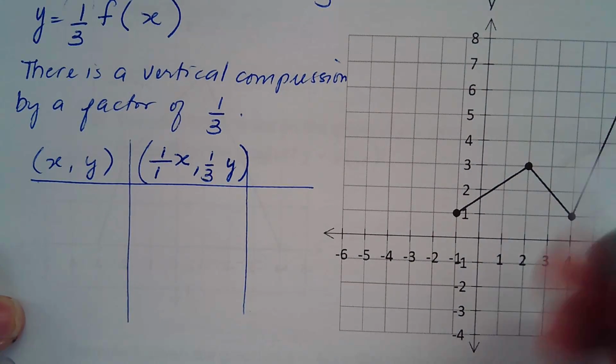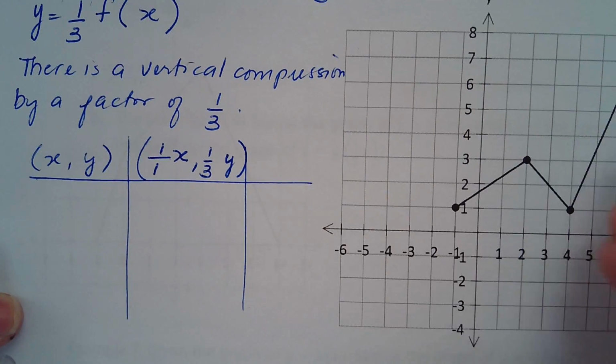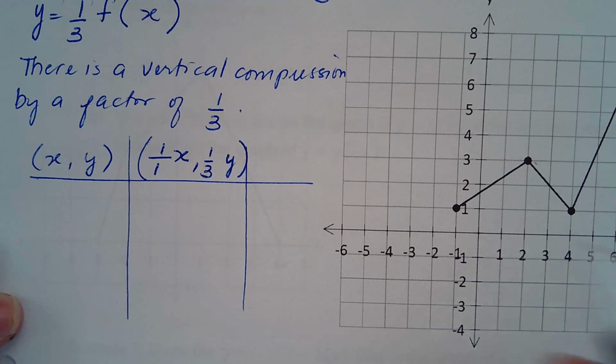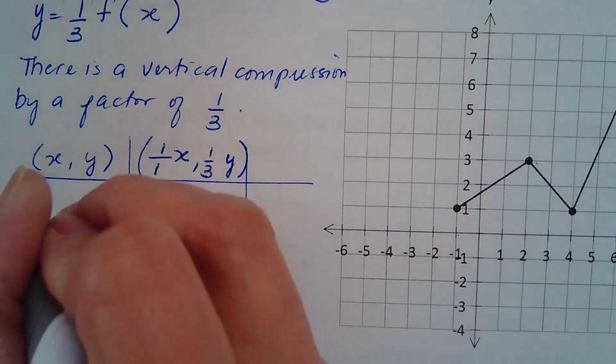So let's pick a point here again. On the original graph, I can see 4 points there. So negative 1, 1.